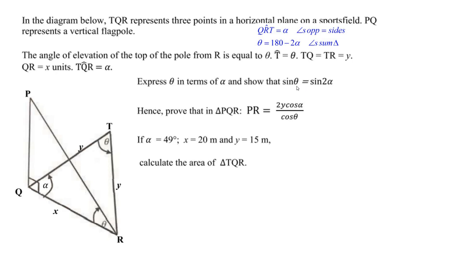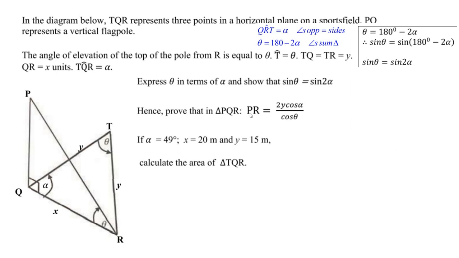And then show that the sine of theta would be the sine of 2 alpha. Well, theta is 180 degrees minus 2 alpha. Like I said, angles sum in a triangle. Then the sine of theta must be the sine of 180 minus 2 alpha. But the sine of 180 minus an angle is just the sine of the angle. That's one of our identities that we know. Okay, so there you go. We've shown that.